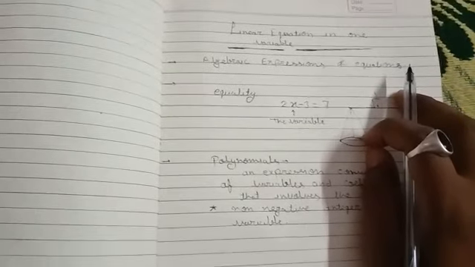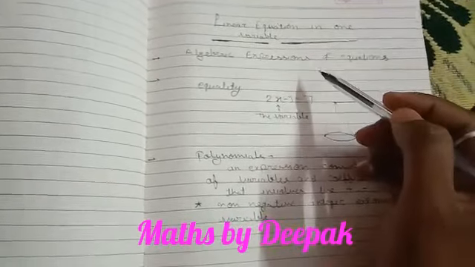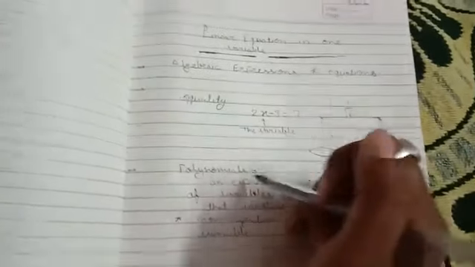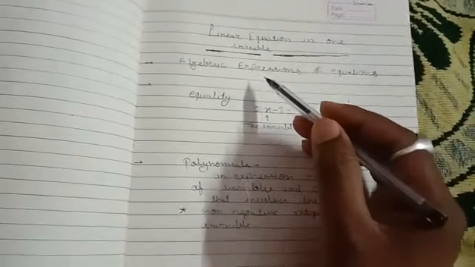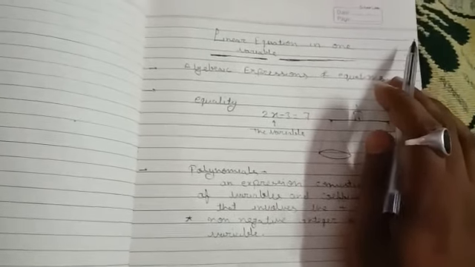Hello students, let's start. The second chapter of your maths is linear equation in one variable. In this chapter you are going to realize how your previous knowledge will help you. Okay, so let's start. Students, you are familiar with these terms: algebraic expressions, equations, equality, polynomial, monomial, binomial, trinomial. You have studied these in your 7th class. We will move ahead after recalling these terms.